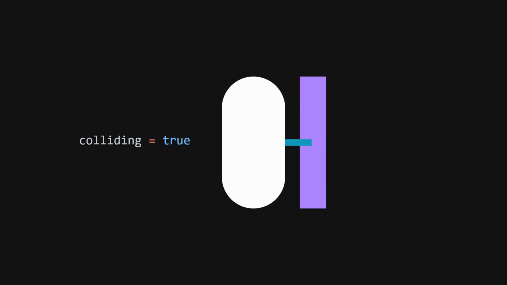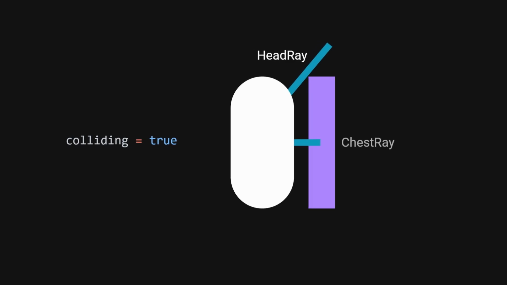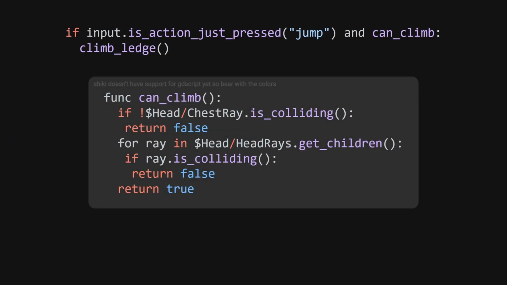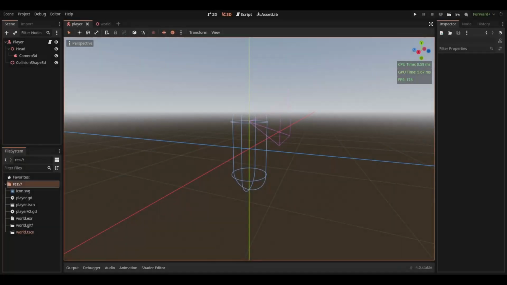Well, we'll give the raycast a friend named headRay, and call the original raycast chestRay. When we jump, we can call a function that checks if the chest ray is colliding, and if it returns true, we see if head ray is colliding. In the case that head ray is not colliding, we call a function to climb the ledge, otherwise we return false and the player just jumps. So, with that idea in mind, let's see how it works out in practice.